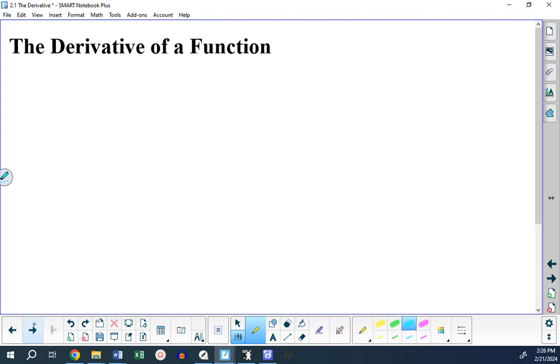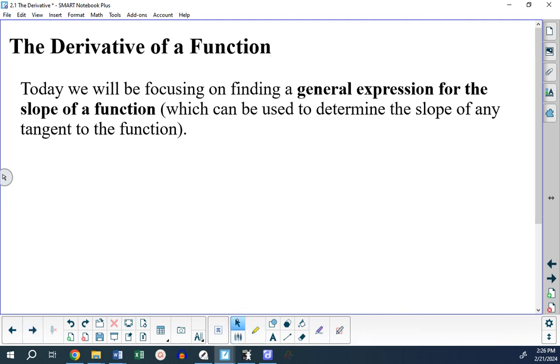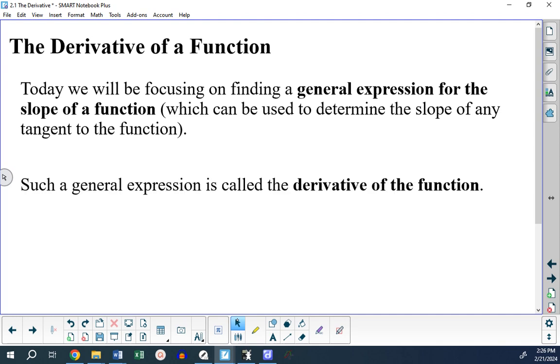So what is the derivative of a function? The derivative of a function is another function that you can use not to calculate the y coordinate of the graph, but to calculate the slope of the tangent at any point on the graph. The derivative is a function of x. It's something that you put x into, but instead of getting y out, you get the slope of the tangent out. And that general expression, that function that takes an input of x and outputs the slope of the tangent, is called the derivative of the function.